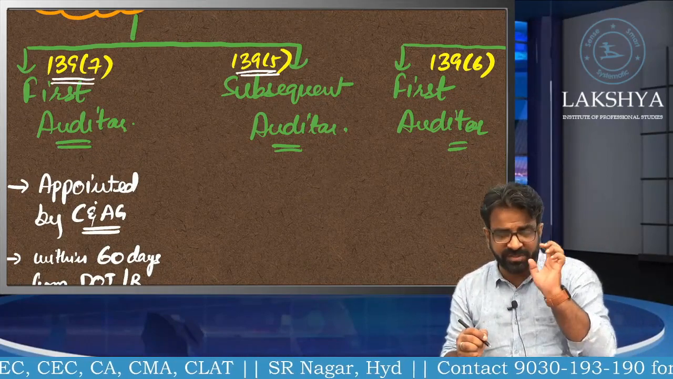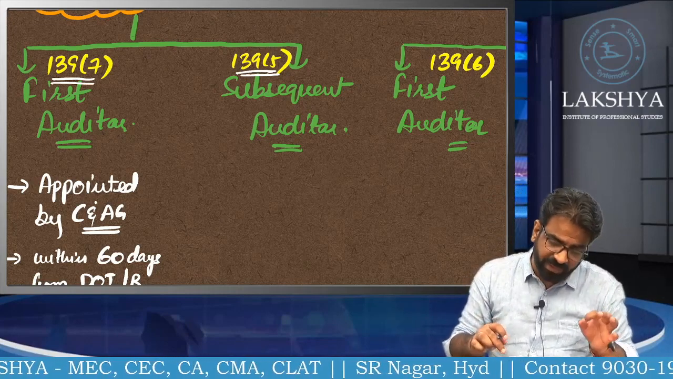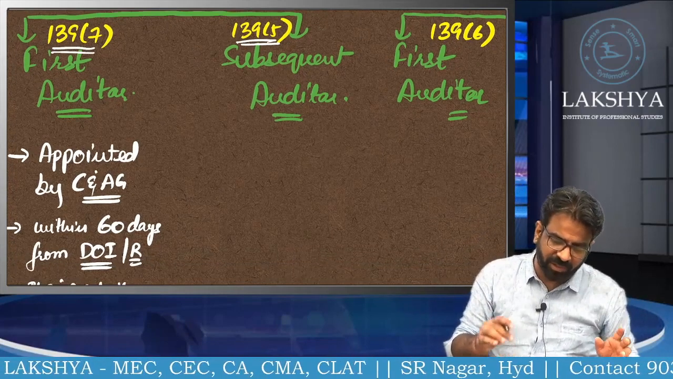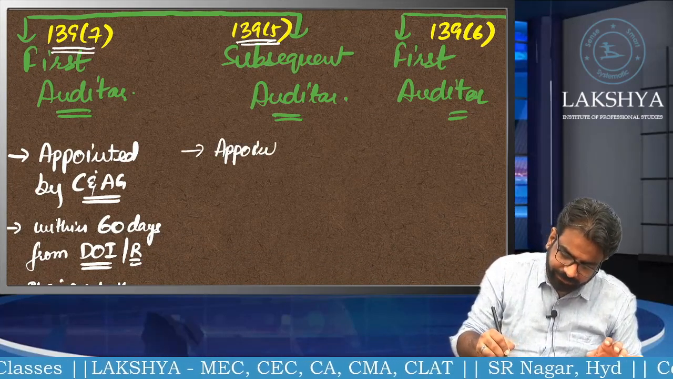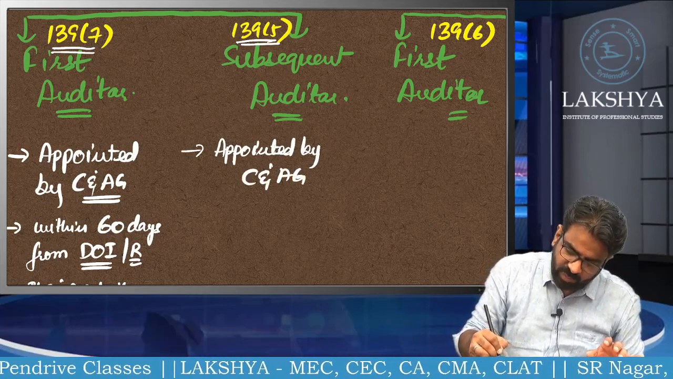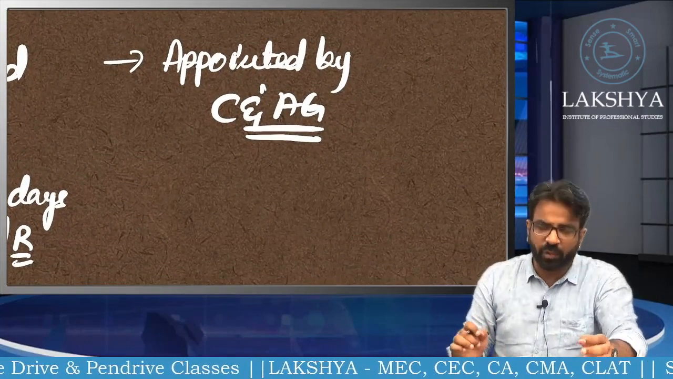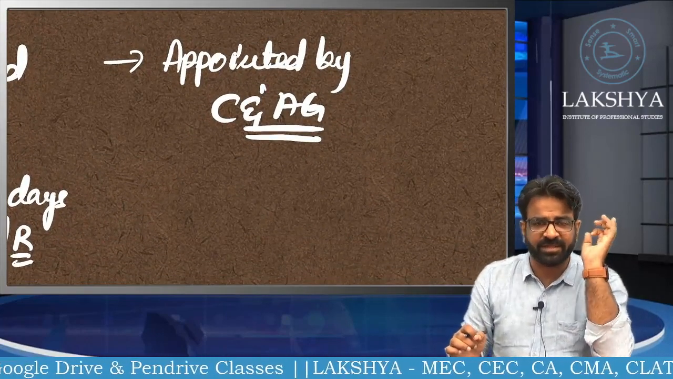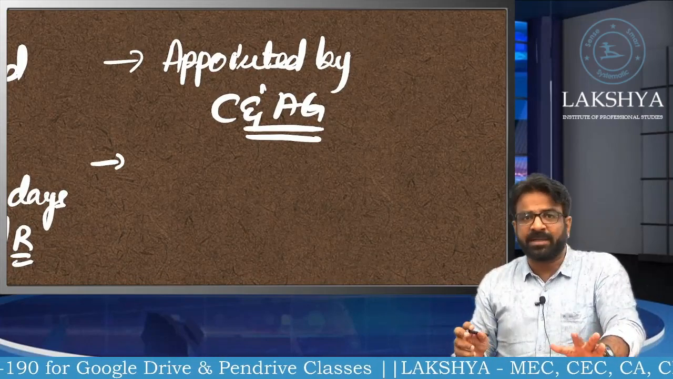So now we are talking about the subsequent auditor. Subsequent auditor of which company, sir? Government company. So government company means the name should strike your head. Who will appoint? Appointed by C&AG. Everyone clear? So who will appoint? Appointed by C&AG. Now the next question is, sir, what if the C&AG fails here?